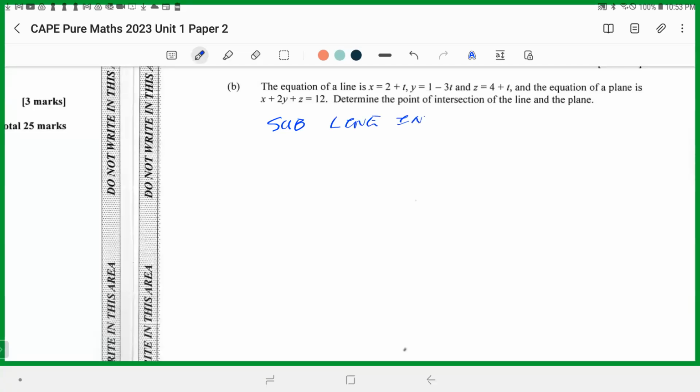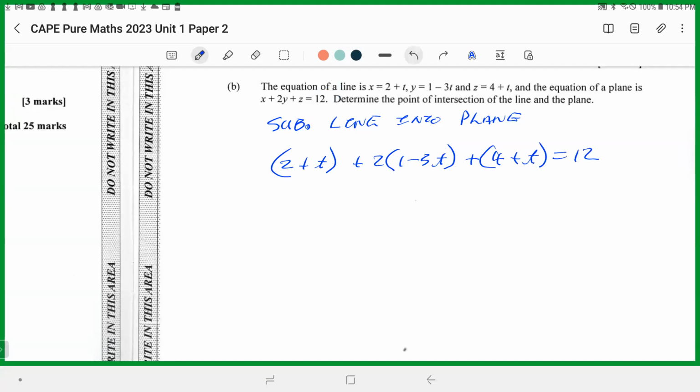So we're going to sub the line into the plane. So the line equations into the plane equation. That's what I mean. We're trying to find the t. So the equation here now is going to become 2 plus t, that is the x, plus 2 times the y, which is 1 minus 3t, plus the z, which is just 4 plus t. And all of that equals 12. So I've substituted these into this equation for x, y, z.